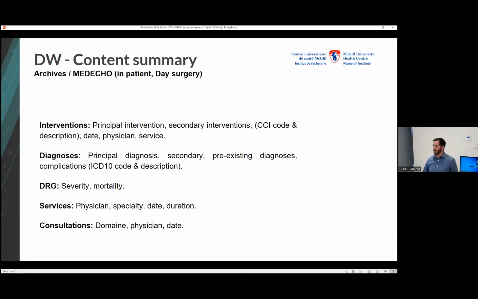So we have another source that is archives or Medeco. This is only for inpatient and day surgery. So we have intervention, diagnosis, DRG, service, and consultation. For example, an intervention, principal intervention, secondary. We have the code and the description, the date, physician service, diagnosis. We have principal, secondary, pre-existing diagnosis, complications, and all classified by ICD-10 in this source of the diagnosis. The DRG, basically they're going to take a patient and they're going to create a severity scale and mortality scale.